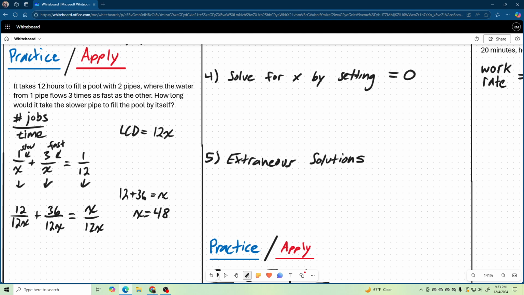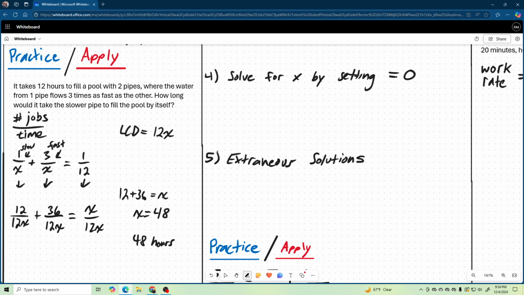And of course, x is the amount of time it takes to do, or x is the values down here, right? So for the slow one, it's the amount of time it takes to do 1. For the fast, it's the amount of time it takes to do 3. So what's our problem asking? How long would it take the slower pipe to fill the pool by itself? Well, the slow pipe is 1 job per x hours, which is 48. So it would just take 48 hours. So that's our answer. The slow pipe would take 48 hours.